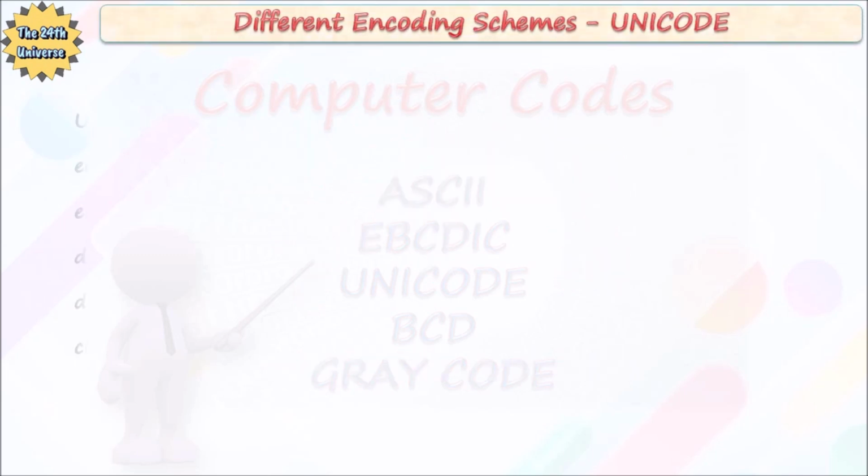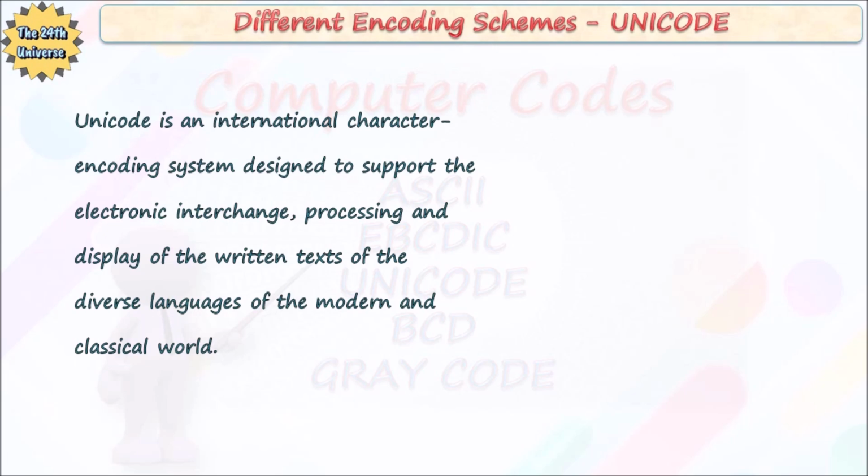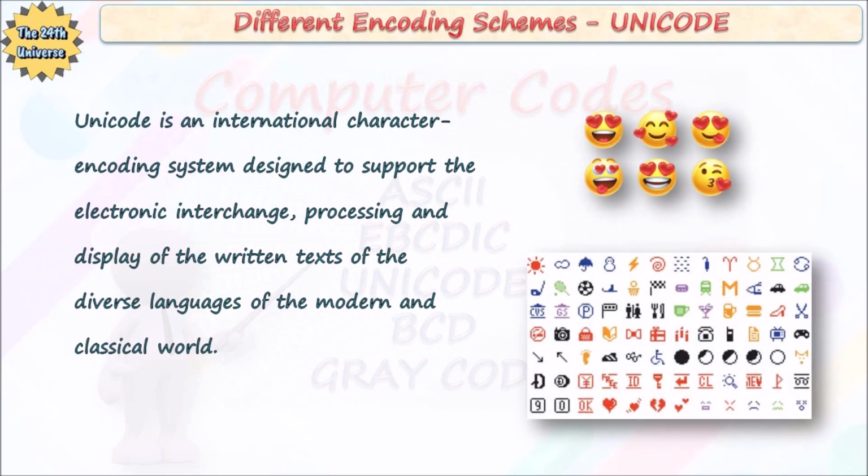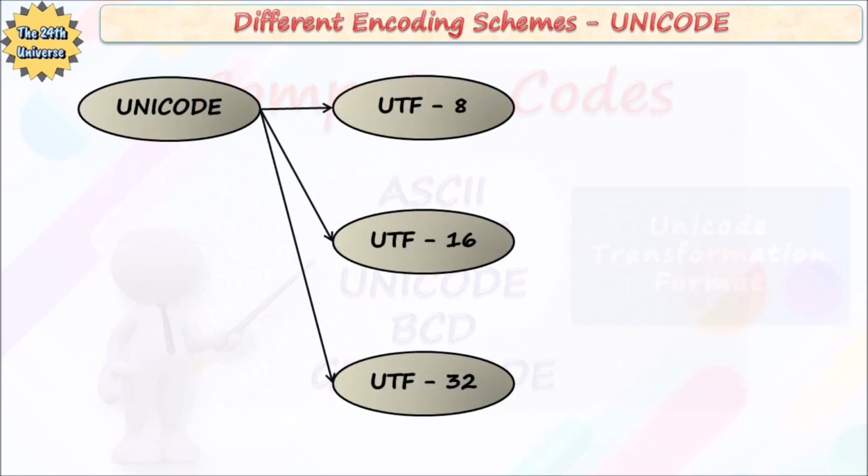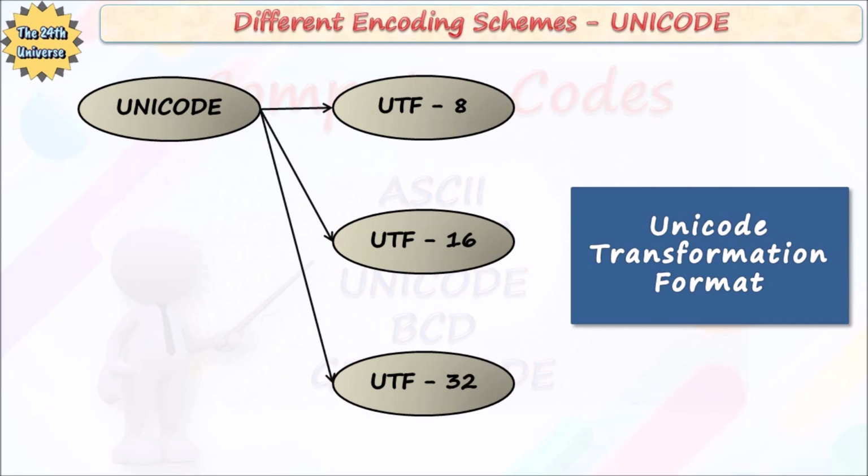Now let us understand about Unicode. Unicode is an international character encoding system designed to support the electronic interchange, processing, and display of the written text of the diverse languages of the modern and classical world. It includes all the letters of the world as well as emojis and other symbols using a uniform encoding scheme. The Unicode standard itself defines three encoding schemes: UTF-8, UTF-16, and UTF-32. The expansion of UTF is Unicode Transformation Format.